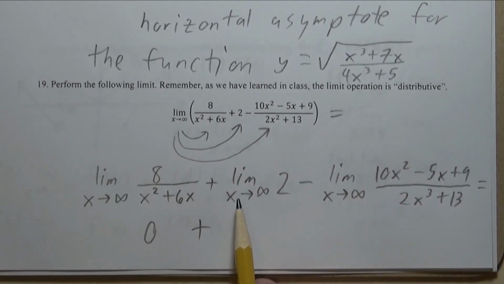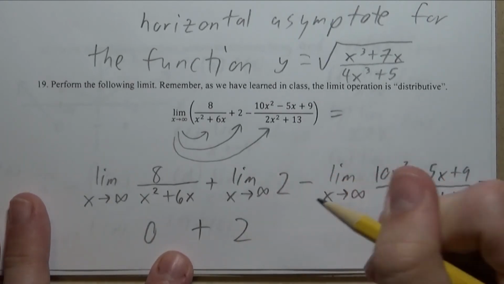Y equals 2. What does the input do? It increases to a billion, trillion, quadrillion, forever. What does y tend to do? Stay the same.